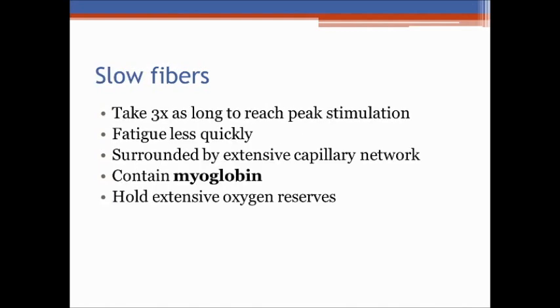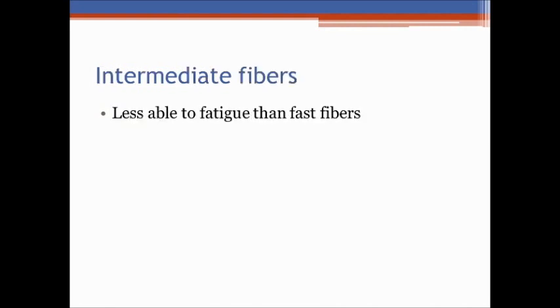Whereas slow fibers are better for endurance training. They take 3 times as long to reach peak stimulation, but they fatigue less quickly. And they're surrounded by an extensive capillary network containing myoglobin for oxygen storage, so they hold extensive oxygen reserves. Myoglobin is also what gives muscle its color, which is why it looks more red. And intermediate fibers lie somewhere in between, so they're less able to fatigue than fast fibers.